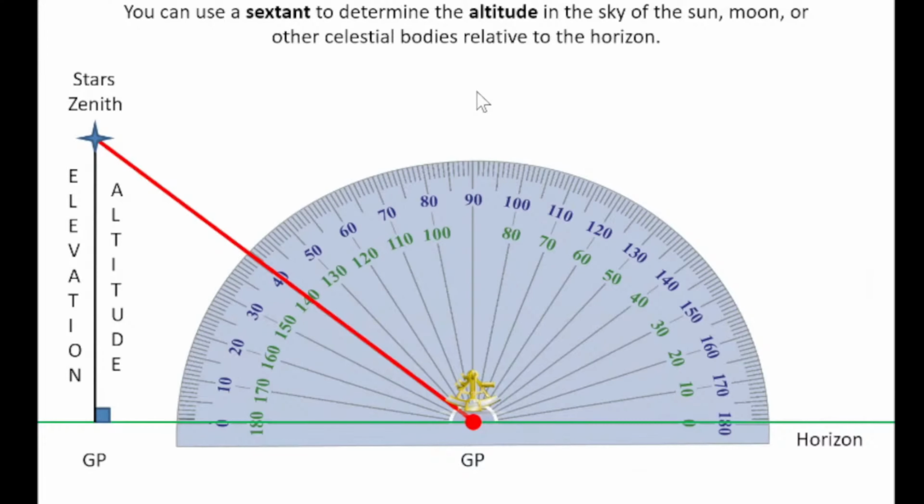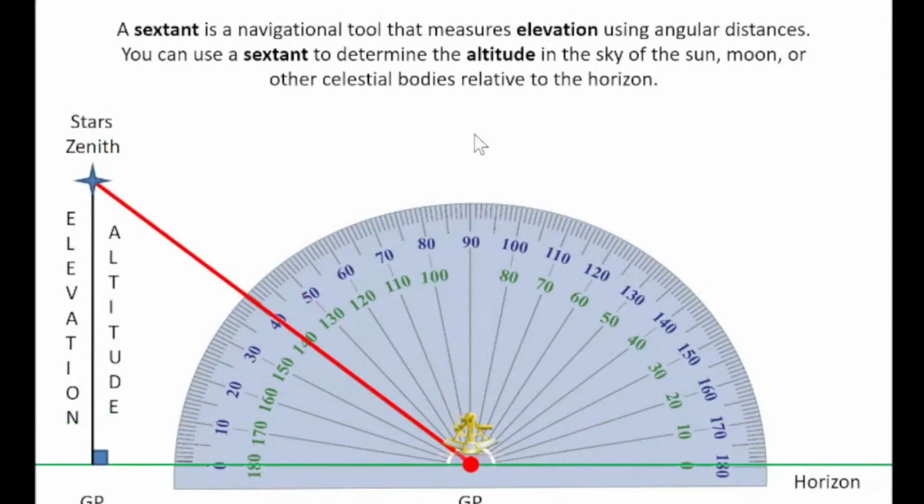You can use a sextant to determine the altitude in the sky of the sun, moon, or other celestial bodies relative to the horizon. As you can see here in the picture, the observer is right there where the vertex would be. So he's got a GP. And then the star is over there, and it's got a GP directly over there somewhere. And there's your horizon line, the green. And it's an elevation angle. And it only works with a flat baseline. Next.